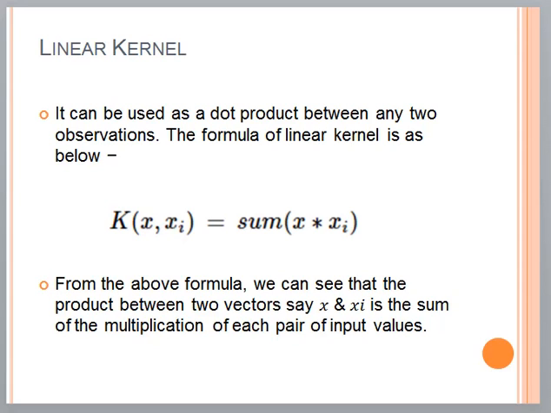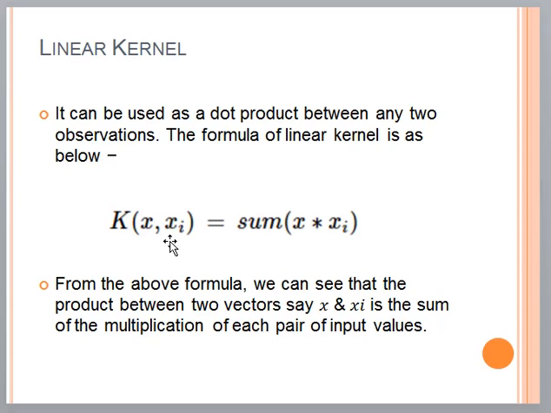So the simplest kind of these kernels is basically the linear kernel. In linear kernel, we take the dot product between two different observations, right? So here in this formula, you can see that we have two different observations. One is represented by x and the other is represented by xi.